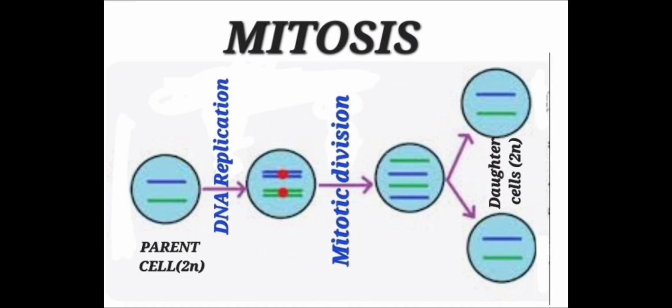Generally, mitosis occurs in the somatic cells, or what we call the body cells, where the chromosome number is diploid. But it is not true that it cannot occur in the germ cells. Mitosis can also occur in germ cells during the multiplication phase.